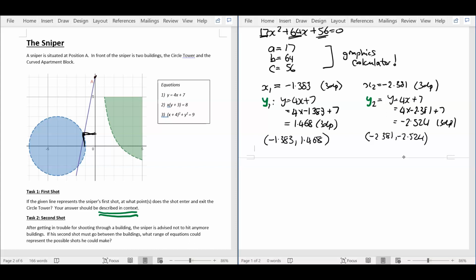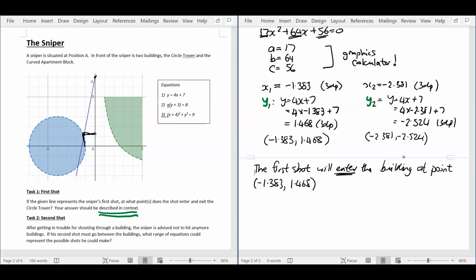I'm now just going to state them with a bit of a sentence, a bit of context. So the first shot will enter the building at point, and this is where I'm just going to state the coordinate of the first shot, negative 1.383, and then 1.468. And key thing, enter.